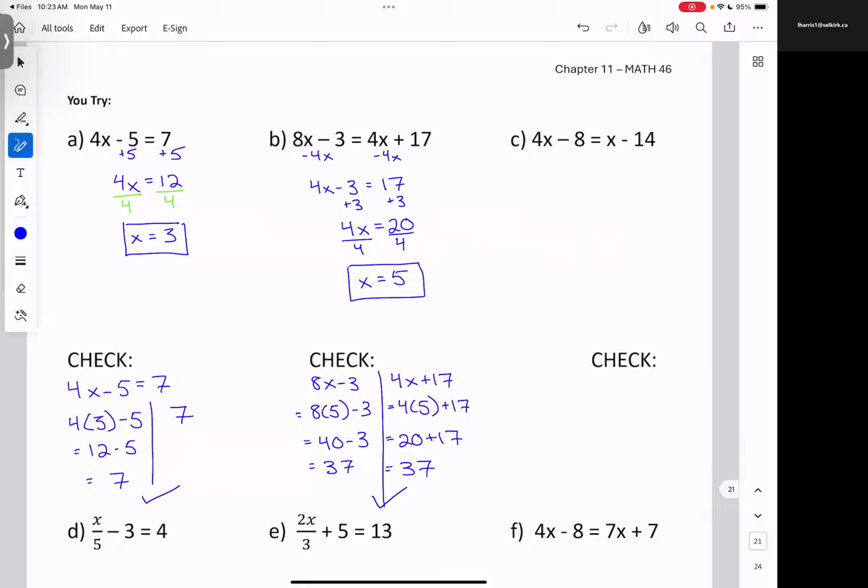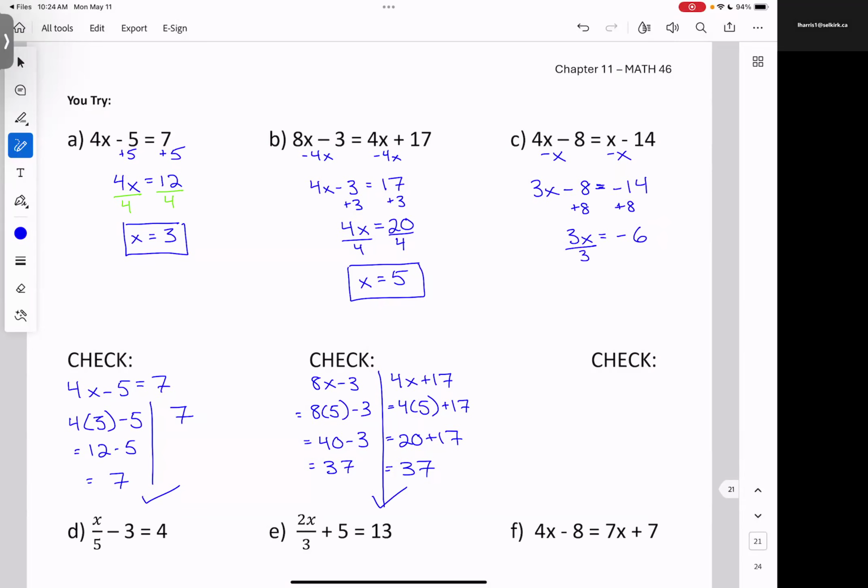All right. Next up, again, we don't need to do step 1 or 2. We can start with step 3 and gather our x's on one side and everything else on the other. So to do so, I'm going to subtract x from both sides, leaving me with 3x minus 8 equals negative 14. And then I want to gather my numbers on the right, so I'm going to add 8 to both sides. So I get 3x equals negative 6.